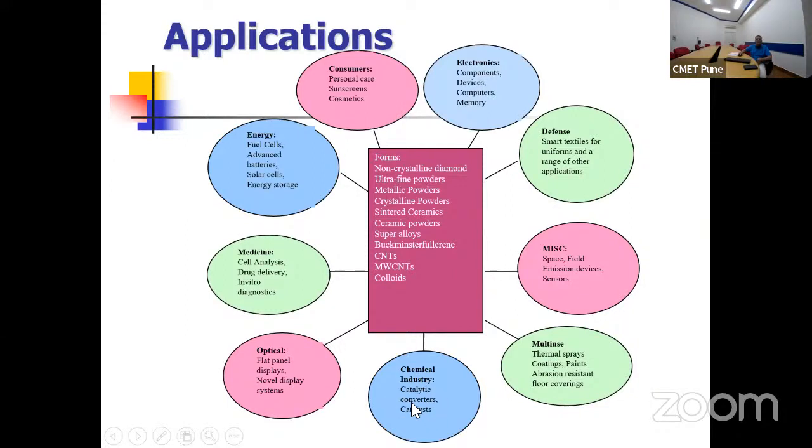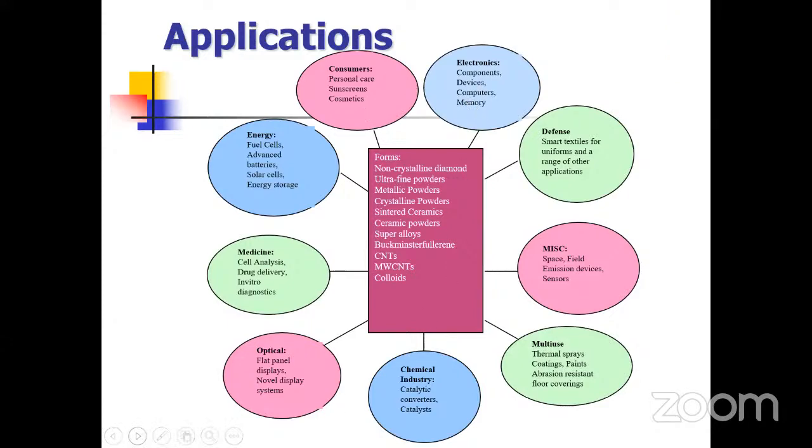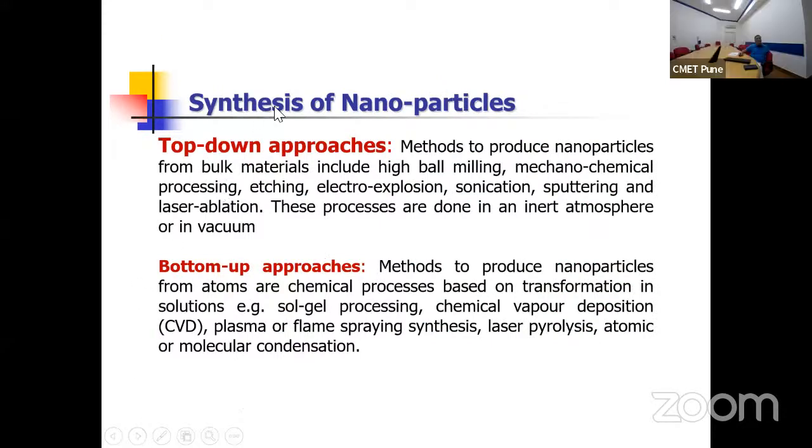In chemical catalytic applications, because of the high surface to volume ratio, that property can be used in catalysis. Then multi-use thermal sprays, coatings, paints, and miscellaneous like in space, heat emissions, and defense, like smart metals, people are coating with silver nanoparticles for antibacterial coatings, and then electronics. And synthesis of nanomaterials means either top-down approach or bottom-up approach.